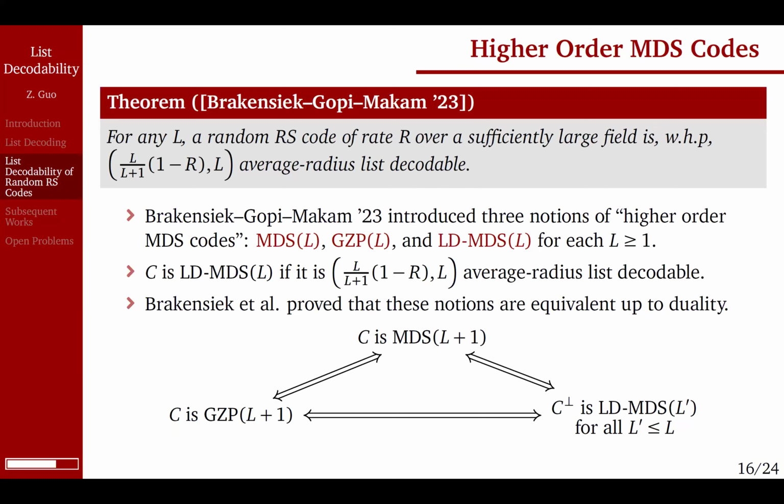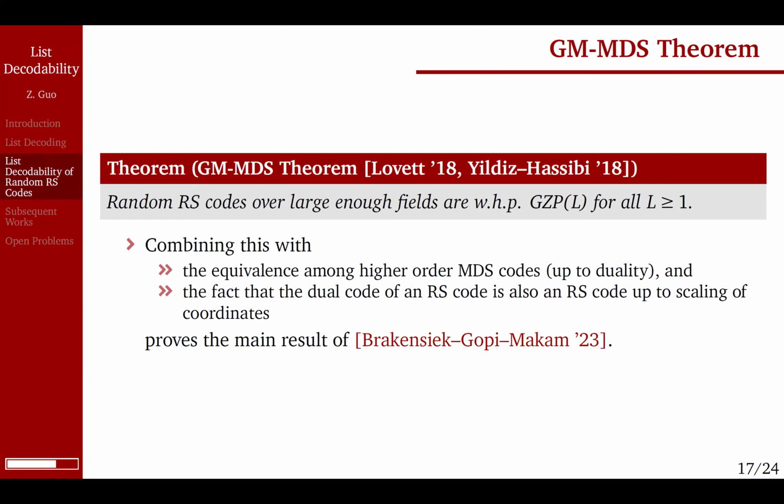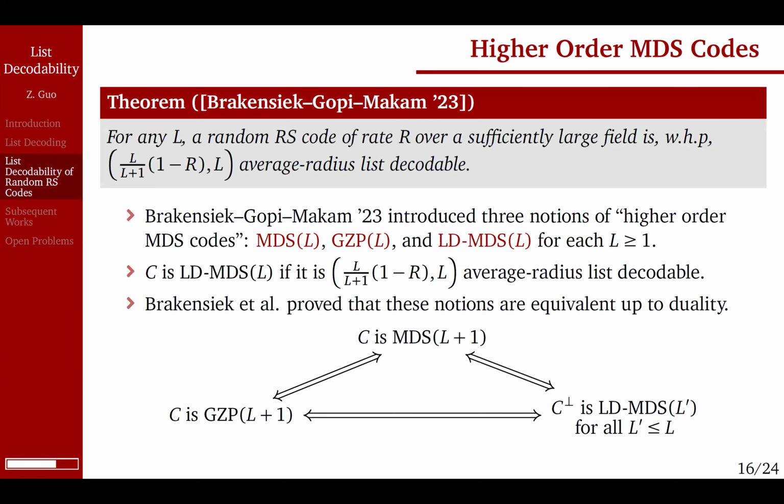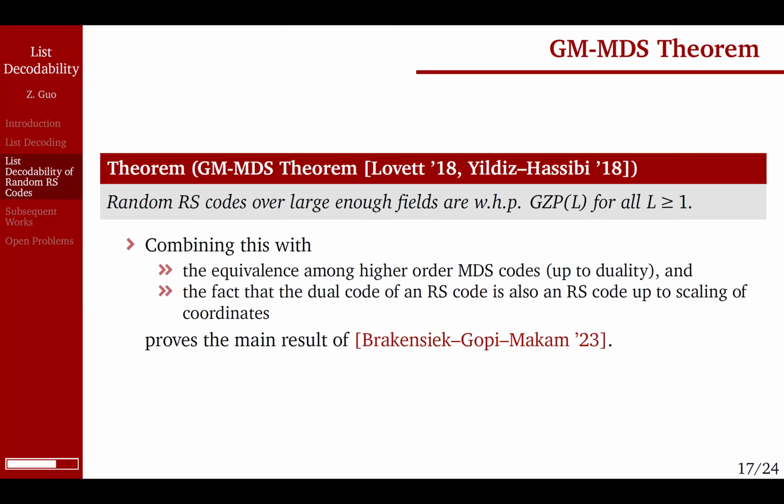And the next thing is the GCP. It was already shown before that random reciprocals are probably GCP. So combine these two, and also the fact that the equivalence is up to duality, so we need to handle the duality, but it's known that the dual of a reciprocal code is also reciprocal up to scaling in the coordinates. So it's basically reciprocal. Combining all three proves the main result.